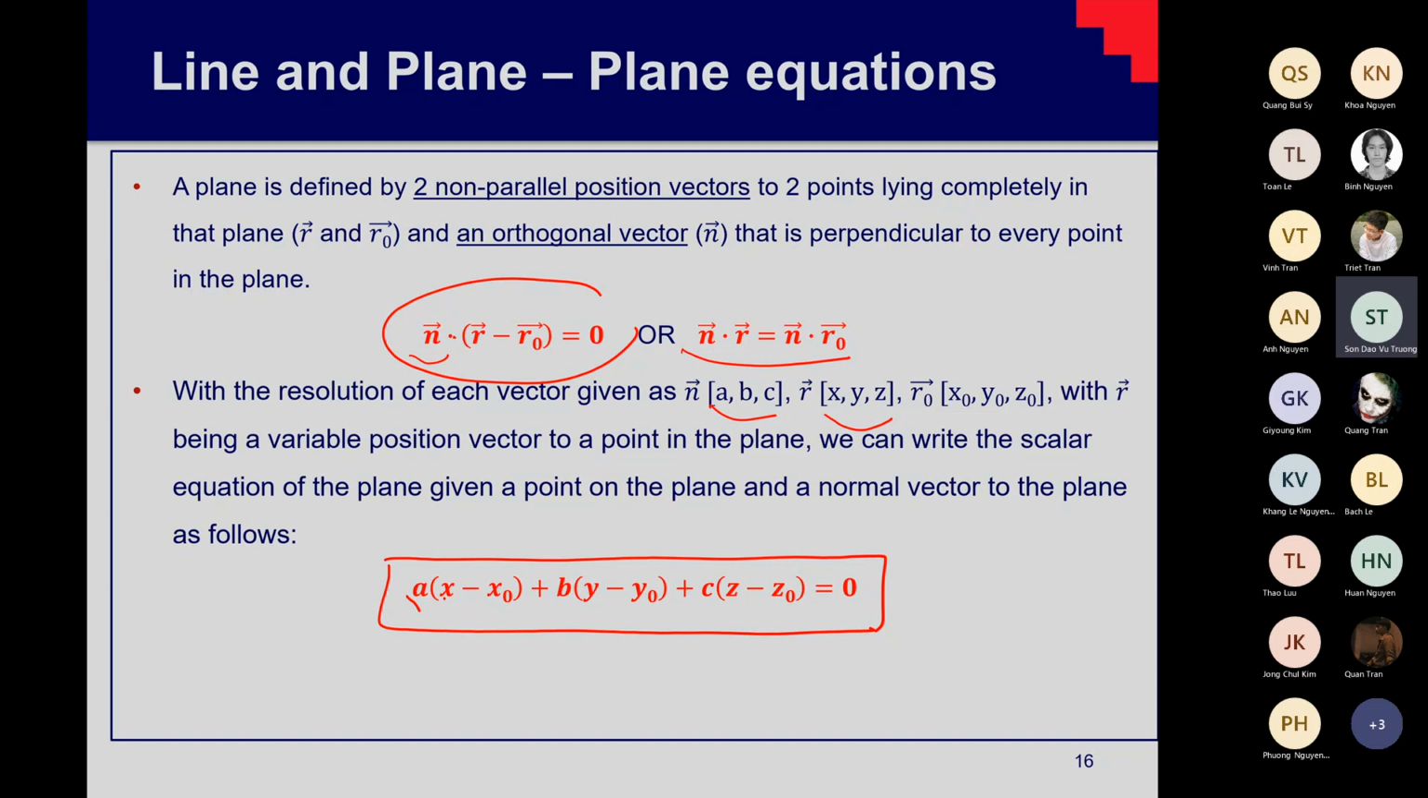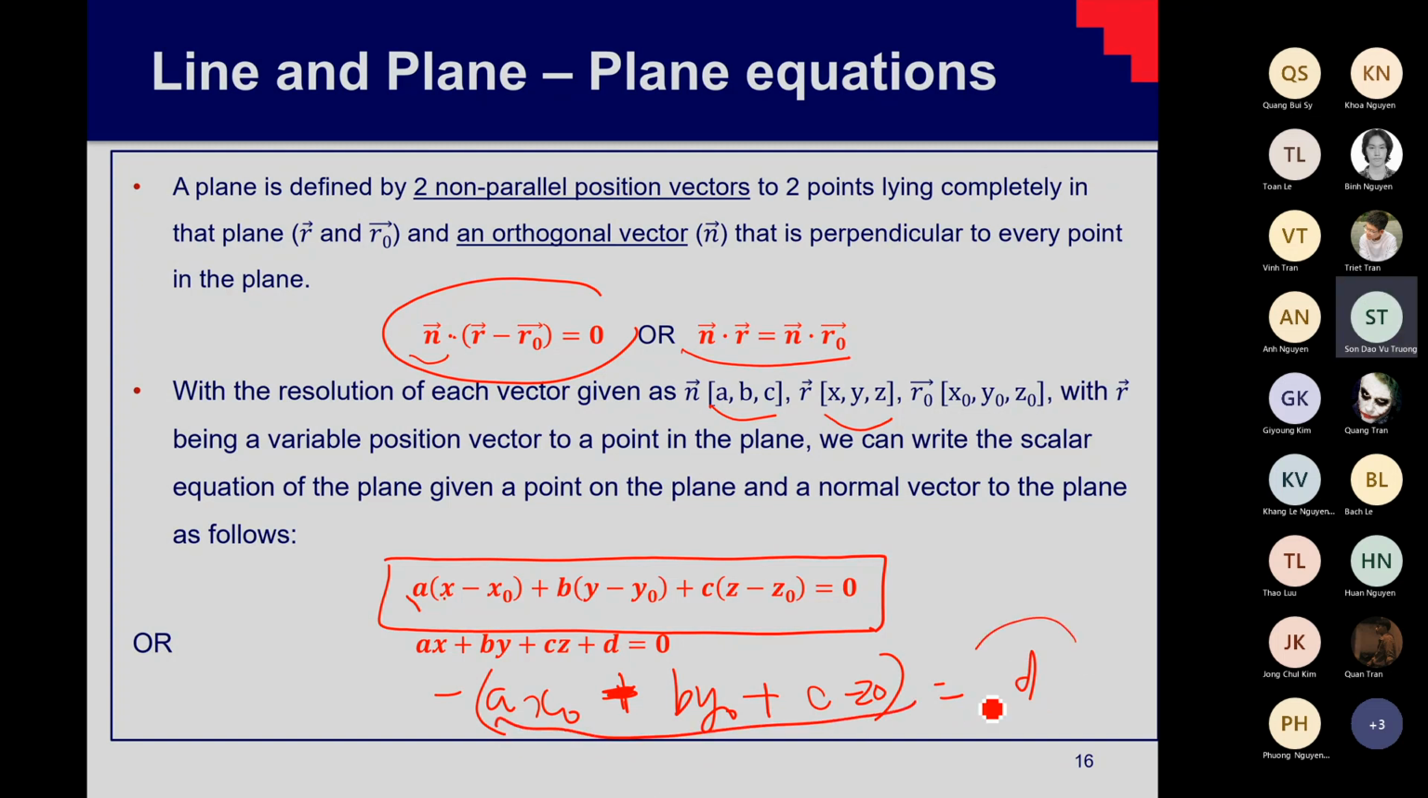Or if we put it in another way, we can always use this: ax plus by plus cz plus d equal to 0. So d equals minus ax0 minus by0 minus cz0. Okay, and this one is d. We put all these constants into a new constant.